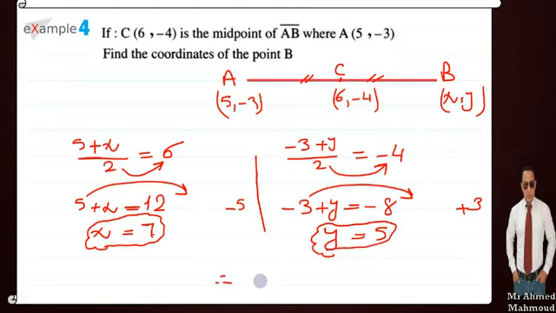Therefore, the point B equals 7 and 5. Excuse me, negative 8 plus 3 equals negative 5. Then it's 7 and negative 5. Example 5.